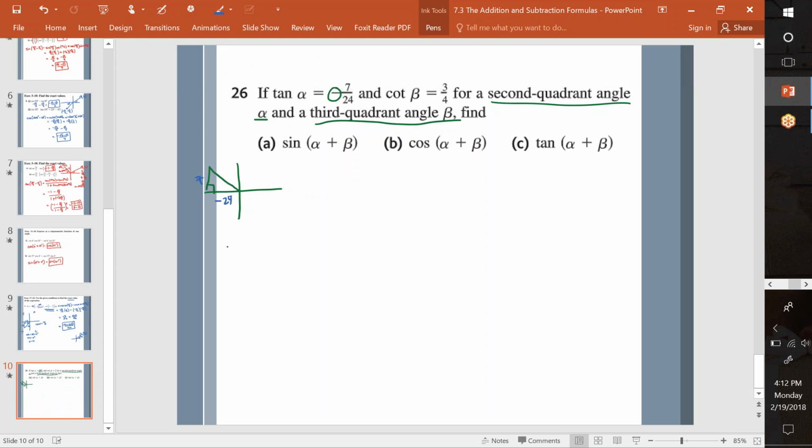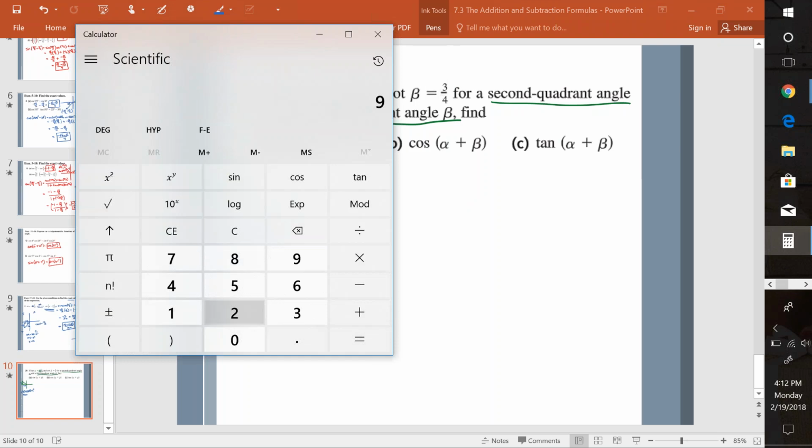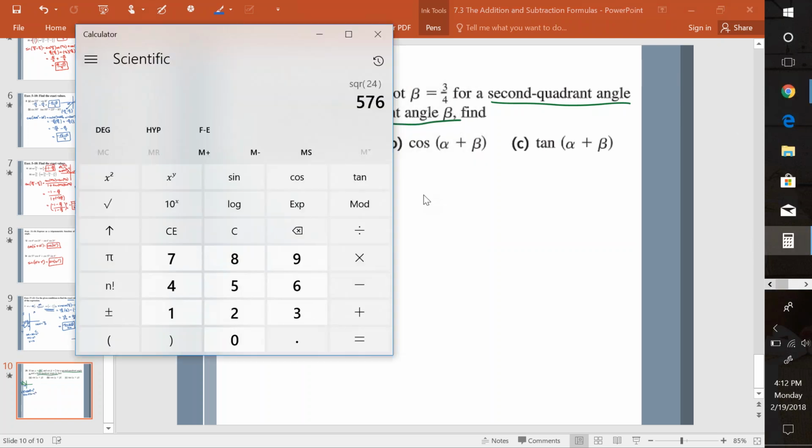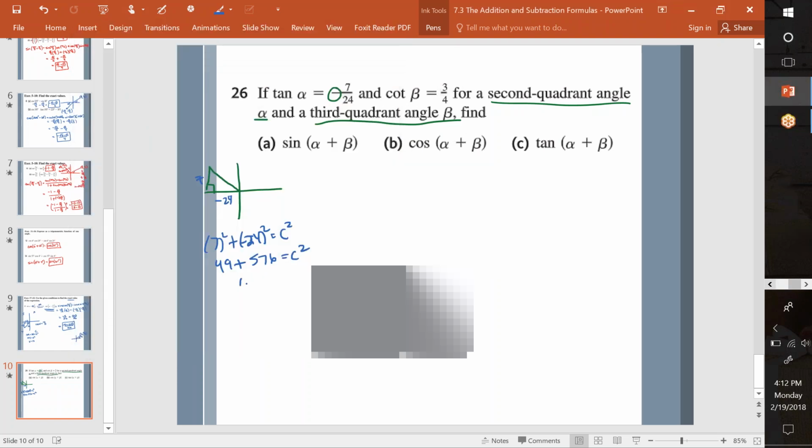We would use the Pythagorean theorem to find the other piece. So that's 7 squared plus negative 24 squared equals c squared. That's 49 plus something that I'm going to figure out. So 24 squared, since it doesn't matter if it's negative, it'll turn positive. So plus 576. And this is one of those nice Pythagorean triplets, I believe, so it's going to come out nice. Yeah, it's 625, and the square root of 625 is just 25. So my hypotenuse is 25.